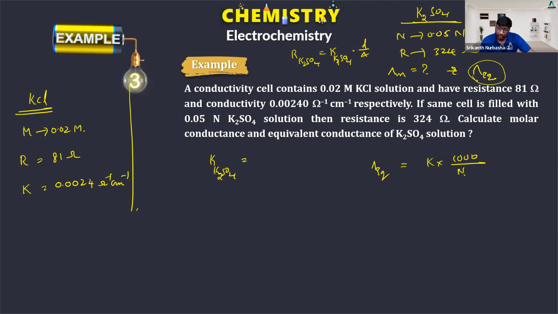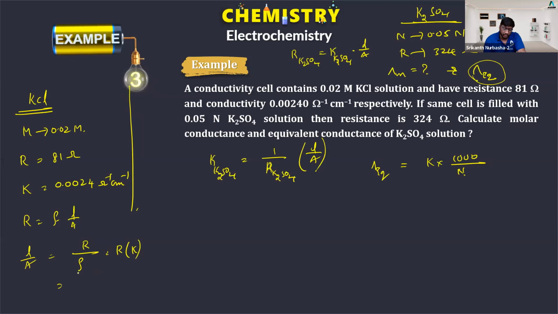K of K2SO4 is 1 by R of K2SO4, which they have given, into L by A. So R of K2SO4 is given, and L by A we have to calculate. L by A is not dependent upon the type of solution, since it is the same conductivity cell. So R is equal to rho into L by A, so L by A is equal to R by rho, that is equal to R into K.